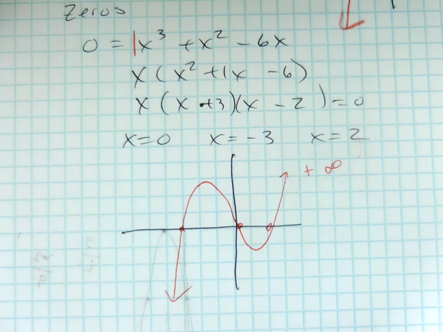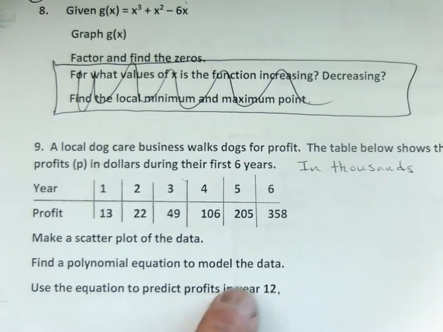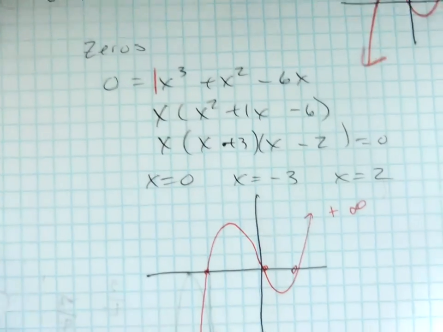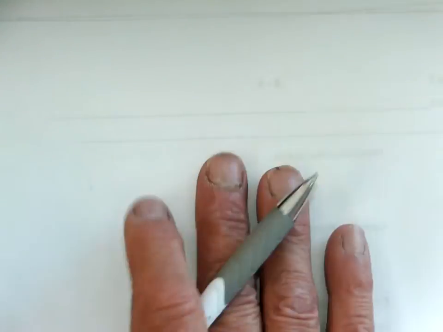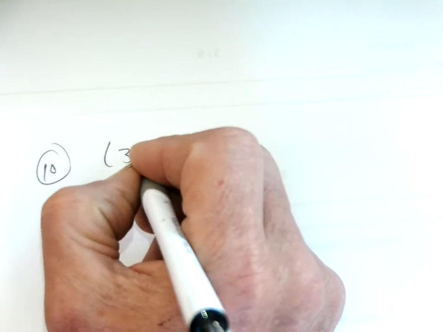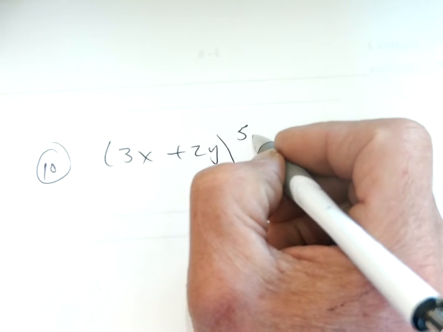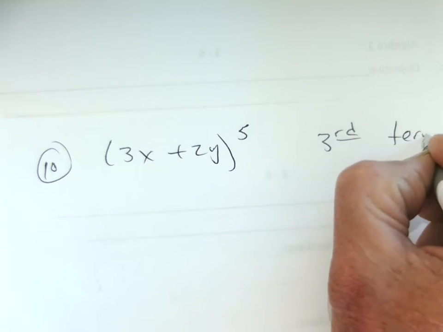Let's just flip the page. And number 10 is what we did on the warm-up, but I'll do that one again because you were confused on 10. Right, number 4 in our warm-up. Exact same problem. I did that on purpose. Let's do 10 again, okay? So 10, I have 3x plus 2y to the 5th power, and I want the third term, so it's a little bit different. This time I want the third term, okay?